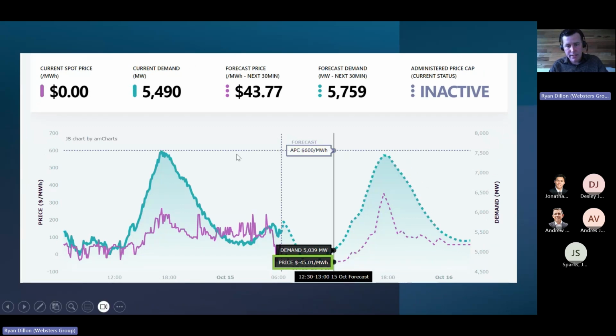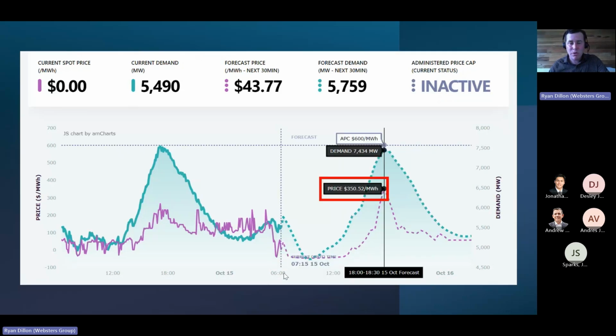In the Queensland market, the spot price as of this minute is currently forecast to be negative. So that means at negative $45 per megawatt hour, you're being paid 4.5 cents to consume electricity. So yes, cold rooms, if you were to load shift, would be paid to consume electricity right now, as opposed to later in the day, where the forecast was $350 per megawatt hour or 35 cents a kilowatt hour.